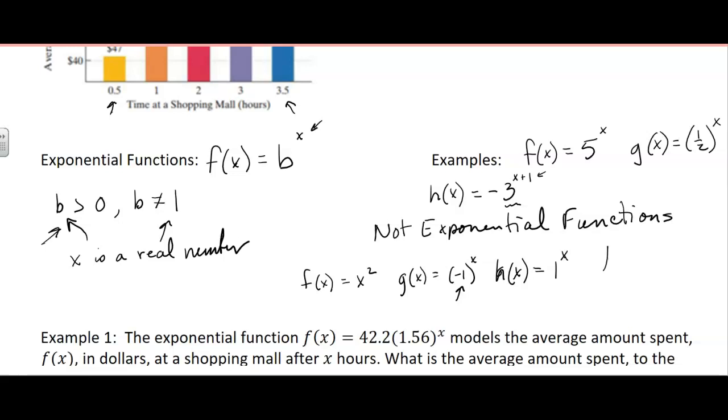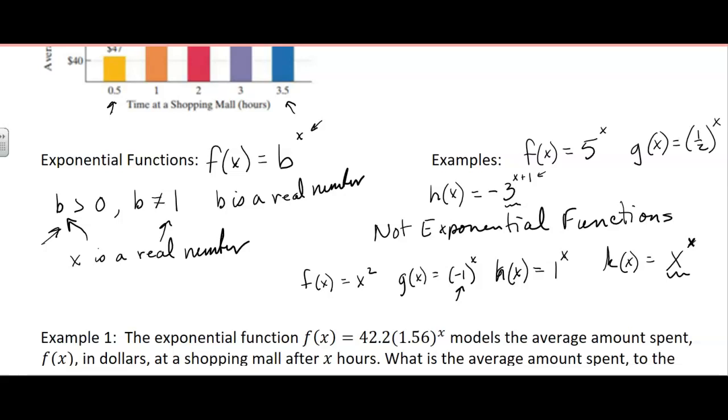And then k of x equals, let's say you had x to the x power. That's not exponential. You do have the variable up in the exponent, but you also have a variable for the base, and the base has got to be a number. It's a real number, and it's got to be positive, and it can't be 1.